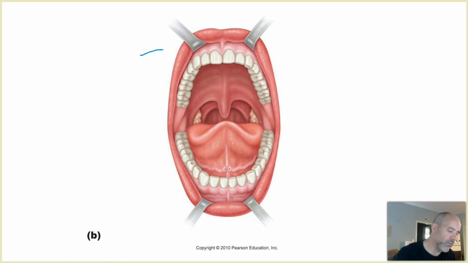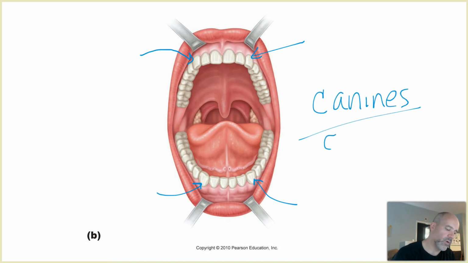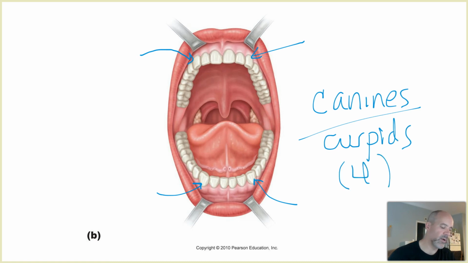All right, then moving forward from there, right there, right there, right there, and right there. Those are your canines, also known as cuspids. So you have 4 of those in total.